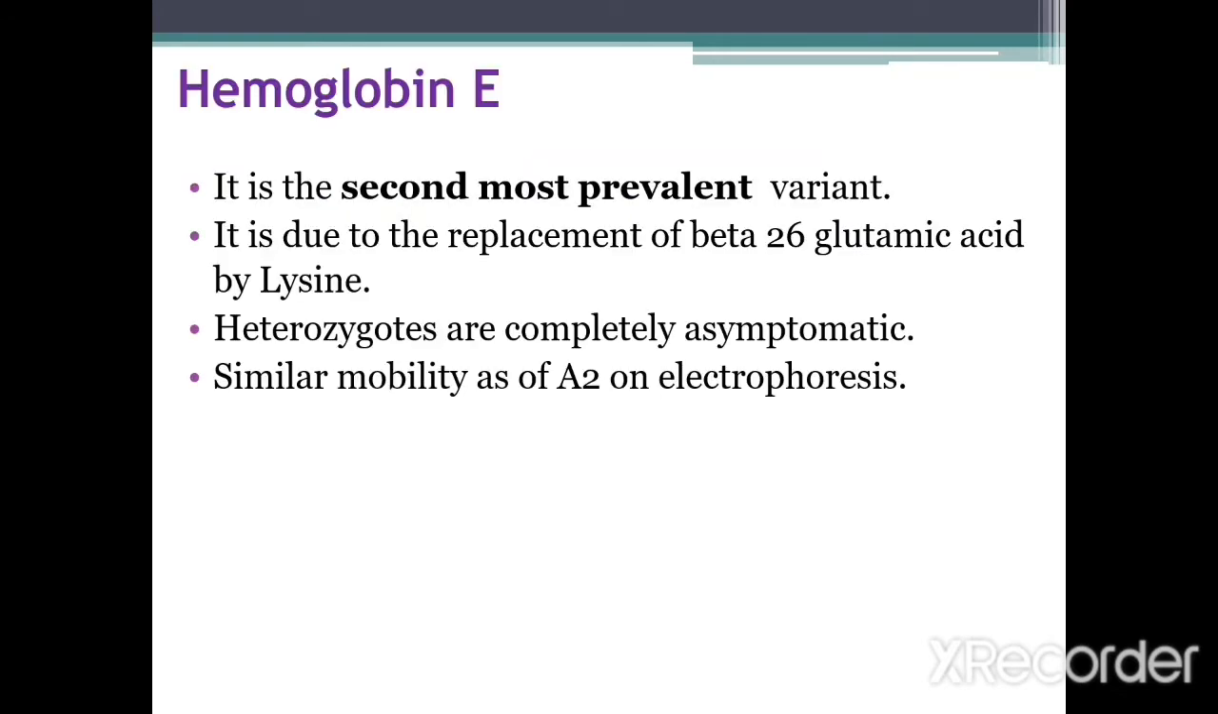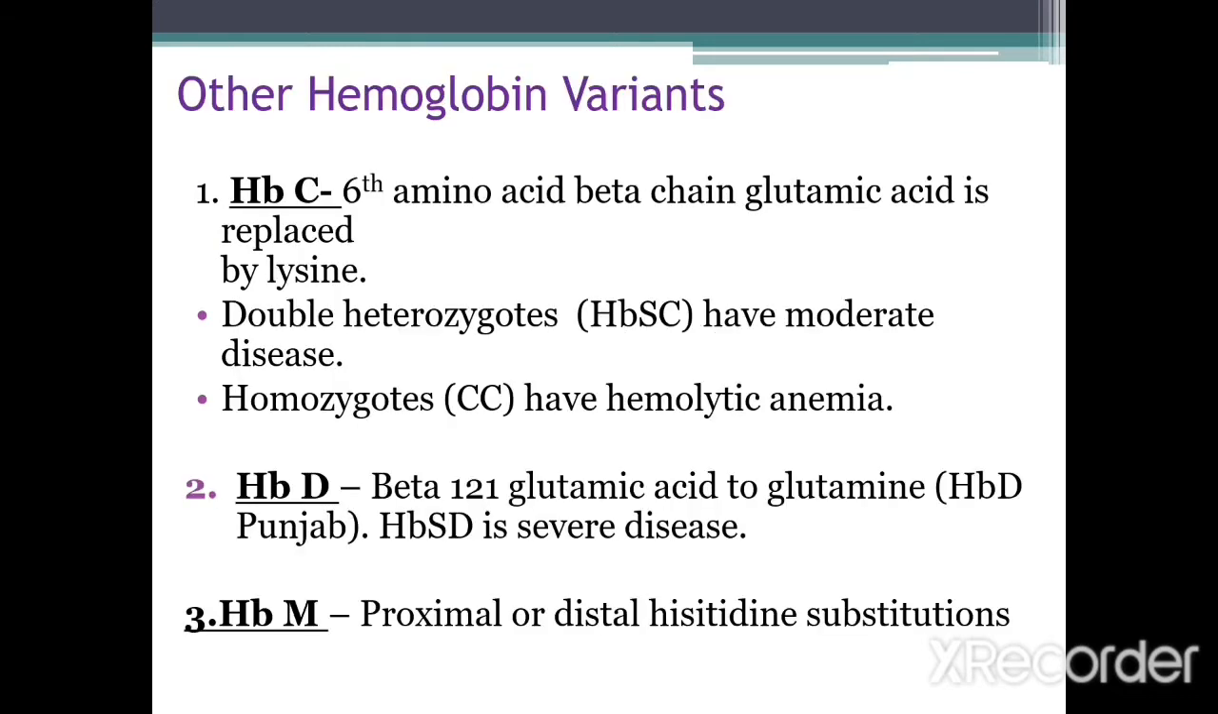So, HbE is the second most prevalent variant. Here glutamic acid in the 26th position of beta chain is replaced by lysine. It has the same mobility as HbA2 on electrophoresis. In normal hemoglobin, the 6th amino acid in beta chain is glutamic acid, but in HbC it is replaced by lysine. Heterozygotes have moderate disease and homozygotes will have hemolytic anemia.